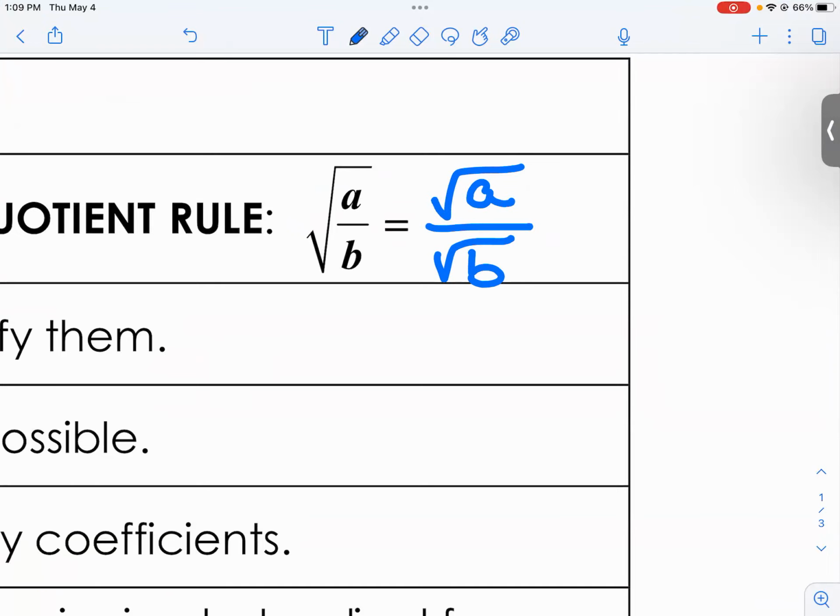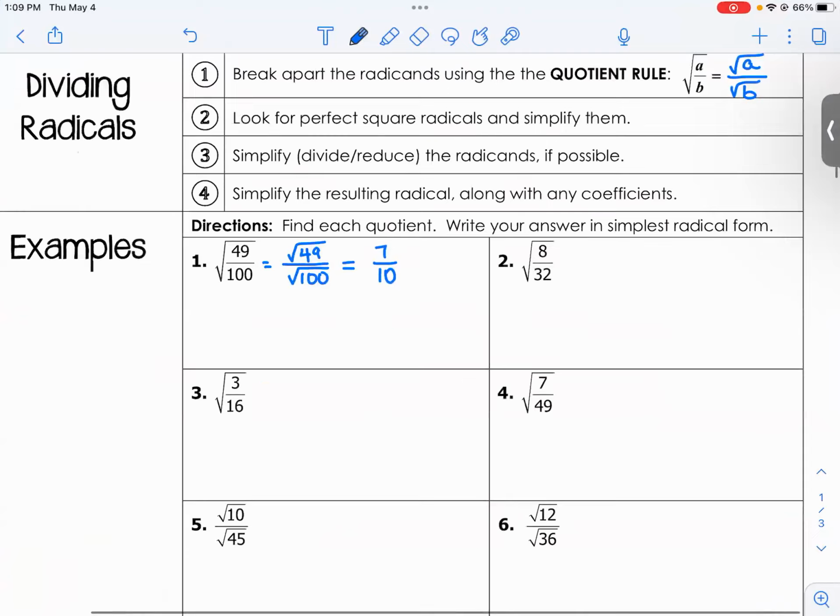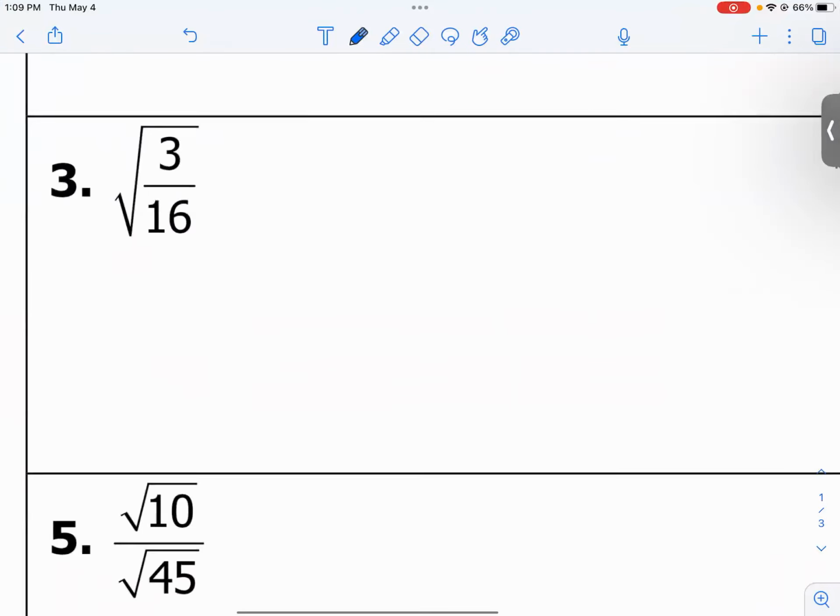Okay, so look at number 3. What do you notice about number 3? Anything? You can't square root the 3. However, we have that 16.